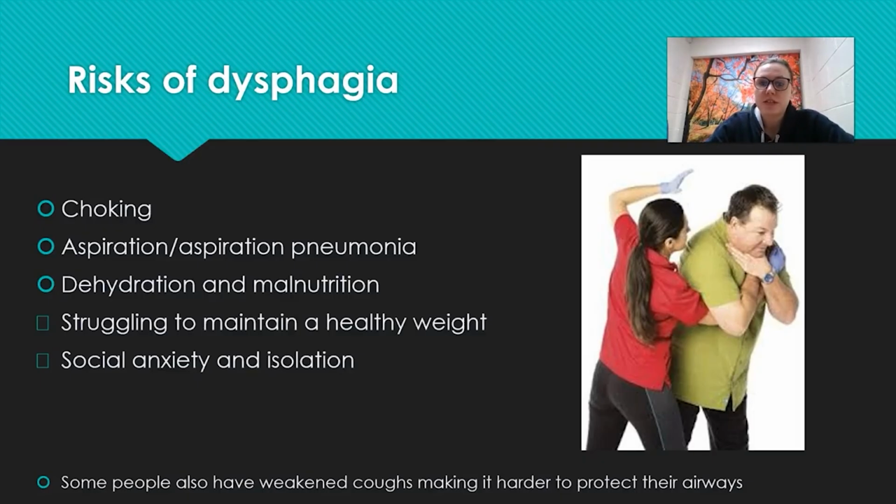In some situations, some people may experience weakened coughs also. So if your cough is weaker than what it should be, it may be harder for people to protect their airway, because in the event of a choking episode, it's hard to cough that food back up to prevent that from going down to the lungs.